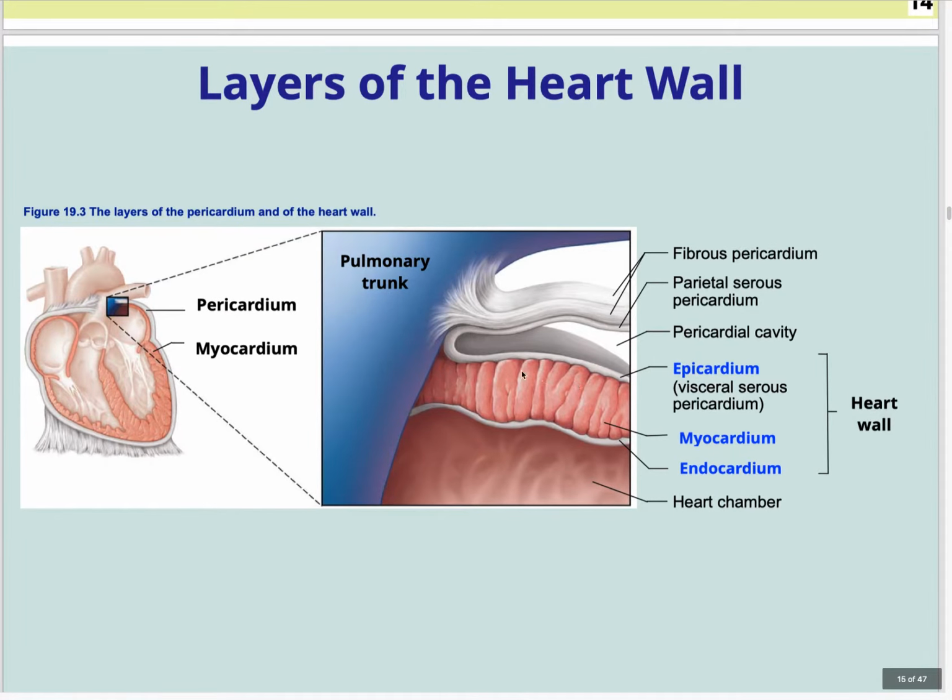Deep to that is this thick layer known as myocardium. And this is the cardiac muscle that's responsible for heart contraction. And the deepest layer lines the heart chamber, and that is known as the endocardium. This is a very thin layer that is continuous with the endothelium of your blood vessels.